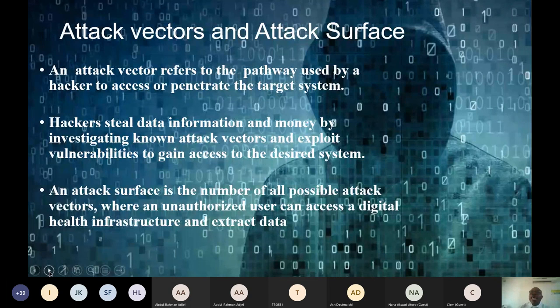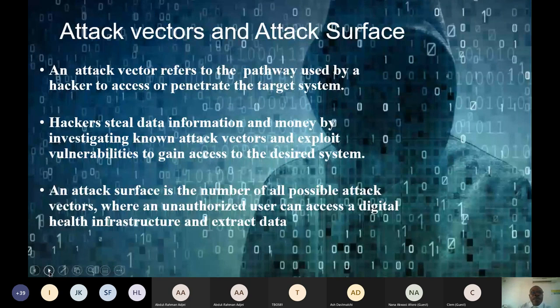These hackers will steal data and information by investigating your known vector and exploiting the vulnerability. For instance, deploying an access point, most institutions do it. They deploy an access point, have a password and then share the password. If there are 100 users, all 100 users use that password. It's fun for the hacker, because all you need to do is identify the end users, and you can easily gain access to the router or network used for broadcasting the Wi-Fi signal. So what then is an attack surface? The attack surface is the number of all the possible vectors available in the network ecosystem through which an unauthorized user can access your health data infrastructure and extract data.